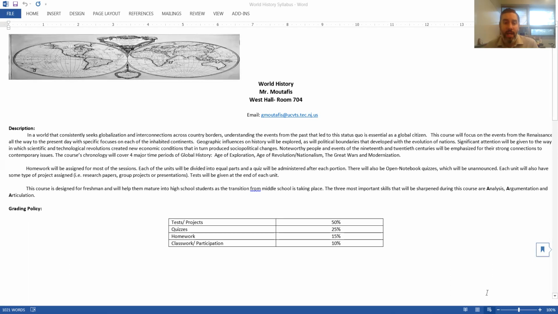And this last 10% may not seem like a lot, but it actually is a huge difference, because classwork and participation just asks the students to do 3 things every single day. Come here prepared, come here willing to work, and come here with a positive attitude. If they do that on a consistent basis, they earn that full 10%.